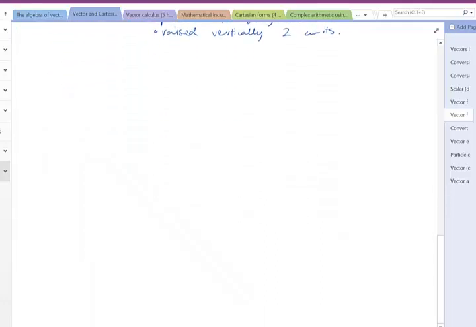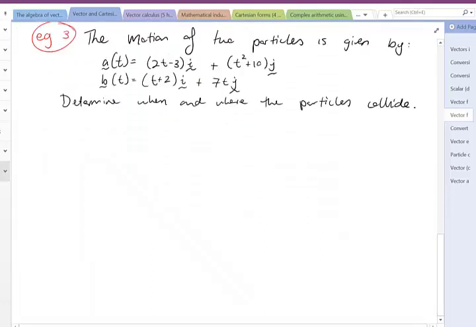Okay, so the last example. Now, this example says the motion of 2 particles is given by A and B. Determine when and where the particles collide. So it's important to understand what we're doing.